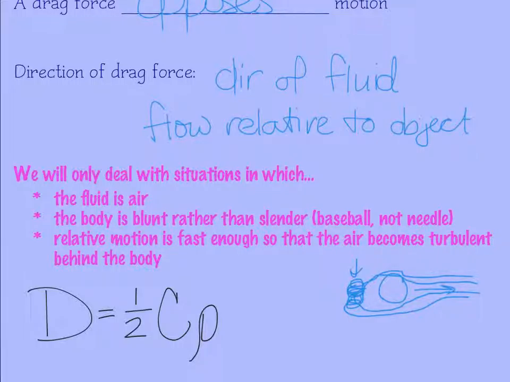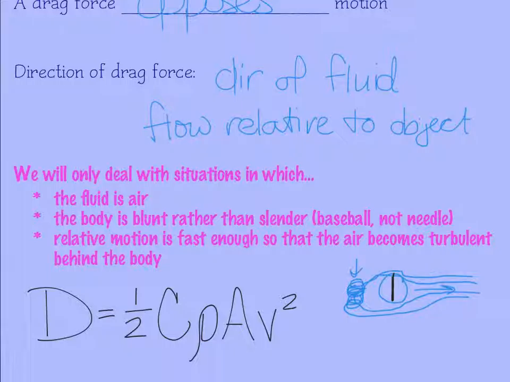Times A, that's the effective cross-sectional area. In other words, it's the area of our object that is perpendicular to the velocity. So if we went to our baseball example, we would look at an area of a circle like this, perpendicular to the velocity. The circle would have the diameter of the baseball. And then times v squared, or the magnitude of the velocity squared.